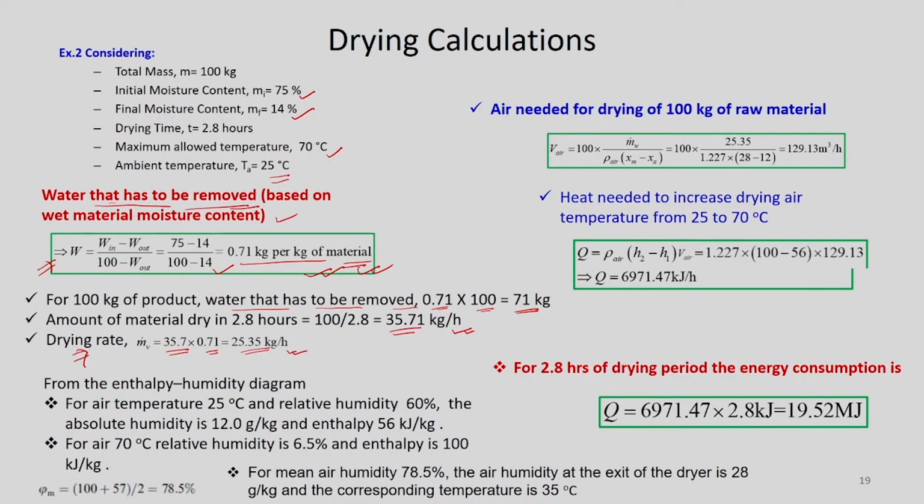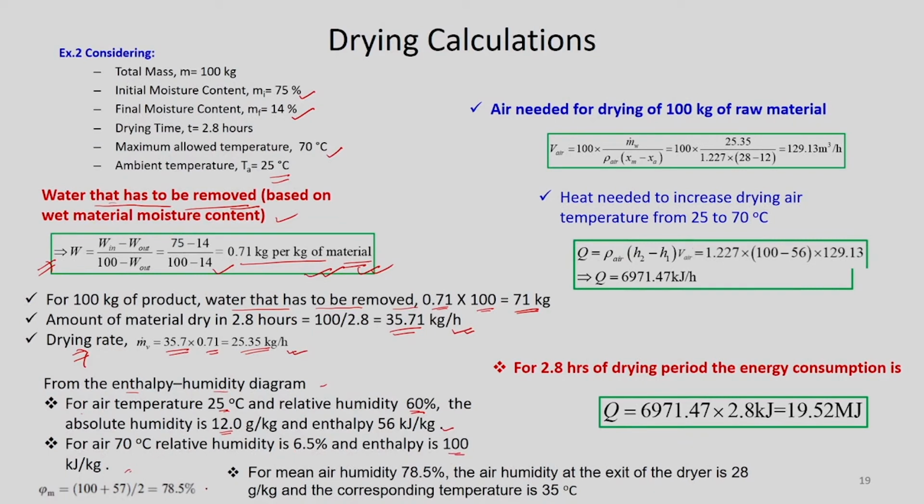So, now we need to use this enthalpy humidity diagram, or psychrometric chart. For air at 25 degrees C and relative humidity of 60%, the absolute humidity is found to be 12 gram per kg, and enthalpy is 56 kilojoule per kg, right. And for 70 degrees C, relative humidity of 6.5, enthalpy is about 100 kilojoule per kg.